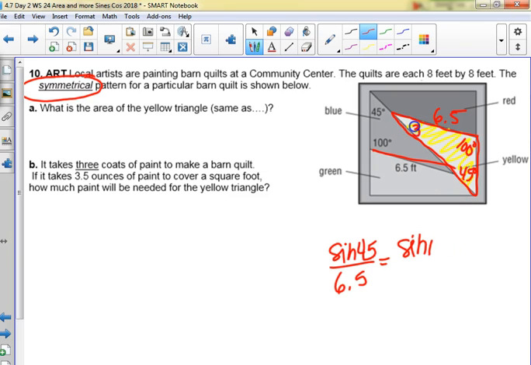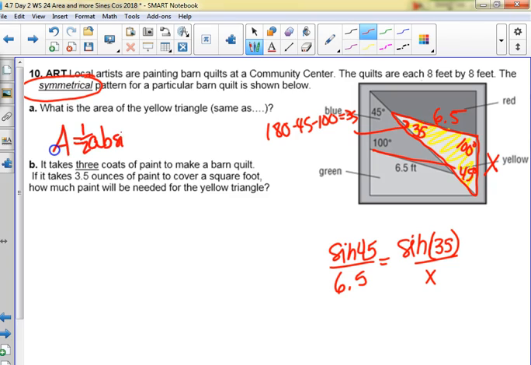Actually, I'm going to do this. If you do 180 minus 45 and 100, that leaves 35. So this angle up here is 35. So I'm going to do the sine of 35 is across from x. So if I can find this side right here, then I can use this formula, 1/2 ab sine of c. So I will have 0.5 times 6.5 times whatever that side x is, times the sine of 100 degrees.